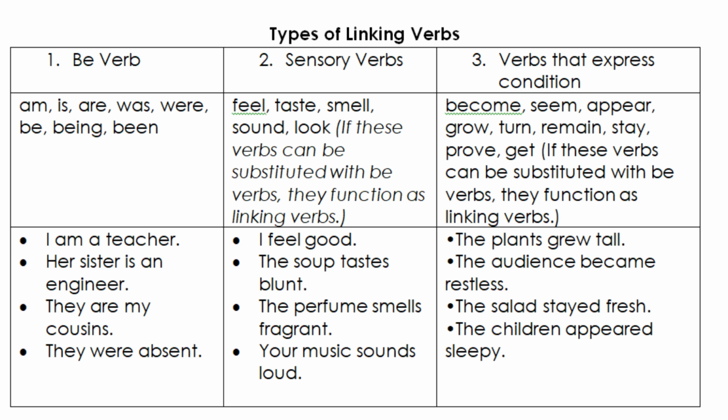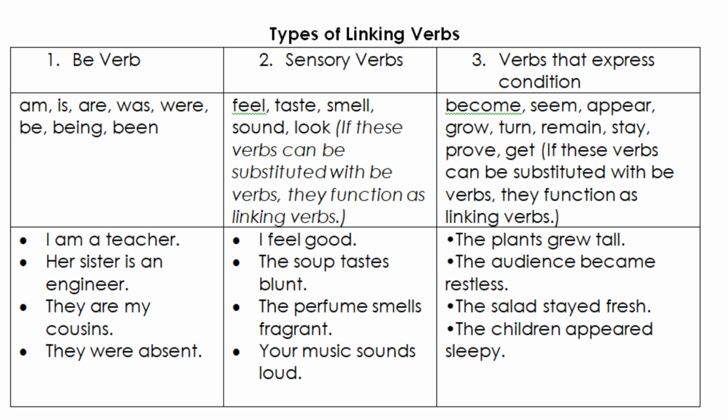Linking verbs come in three main types. First, we have the be verbs. Second, we have the sensory verbs. And finally, we have the verbs that express condition or change. Let's go through each group one by one. One, be verbs. To begin with, the be verbs are the most common type.